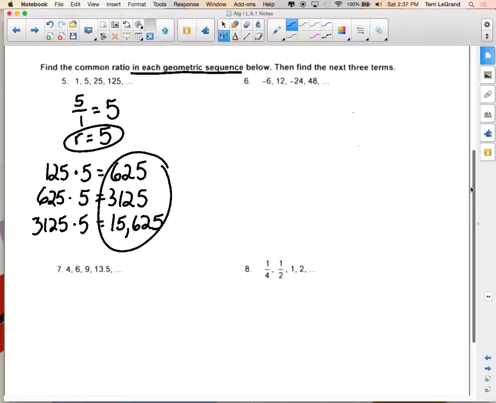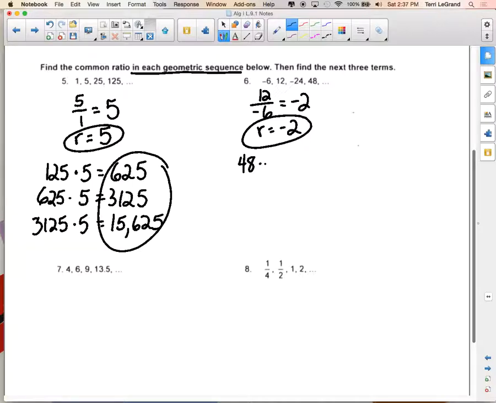Okay, in number 6, we have alternating signs. We have a negative, positive, negative, positive. So the next one better be negative, then the following one positive, and the next one negative again. Well, we just need to find the R value first. So let's just take 12 and divide by negative 6, because we can do that easily enough. Positive divided by a negative, 12 divided by 6, 2. Our R value is negative 2. And now we will use that as our multiplier.